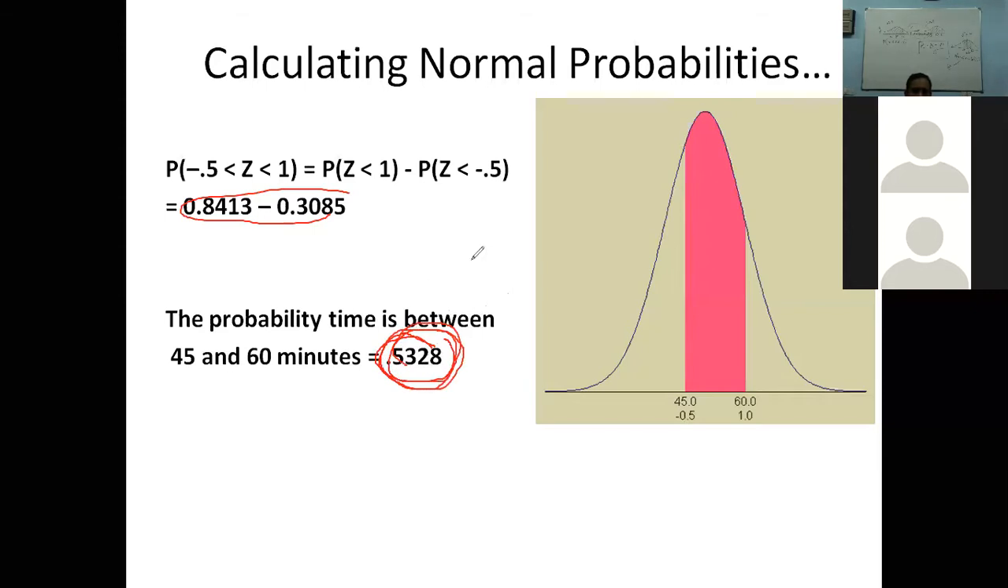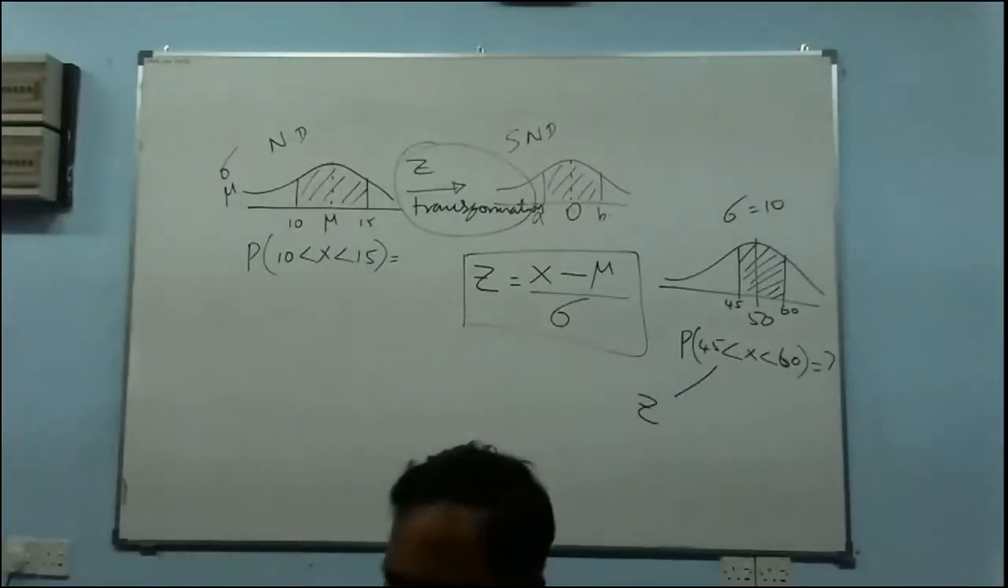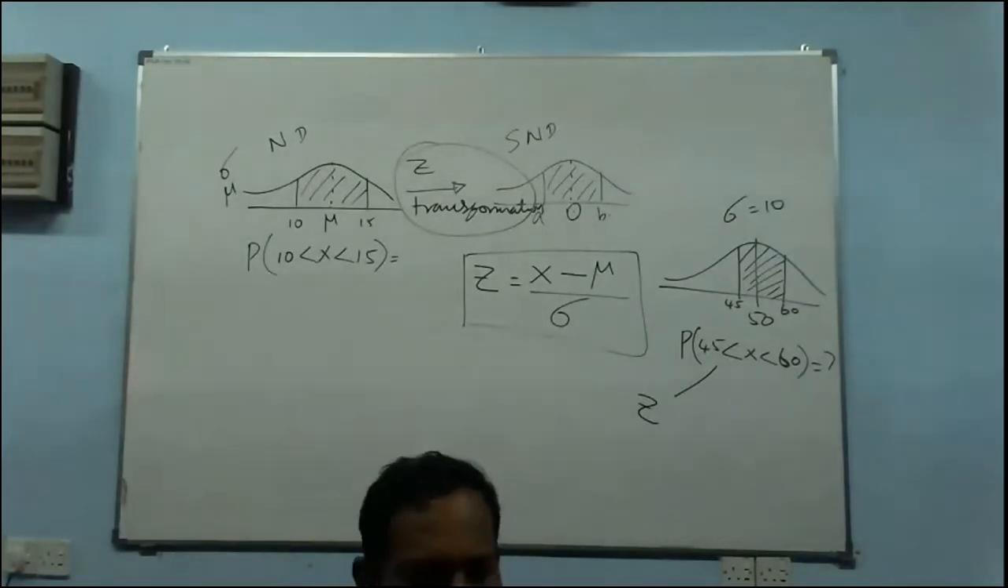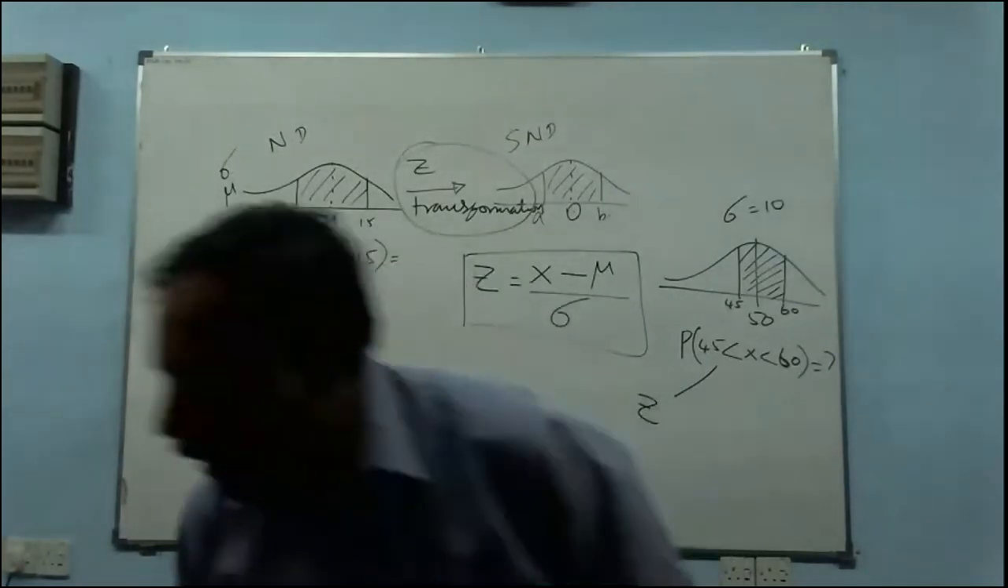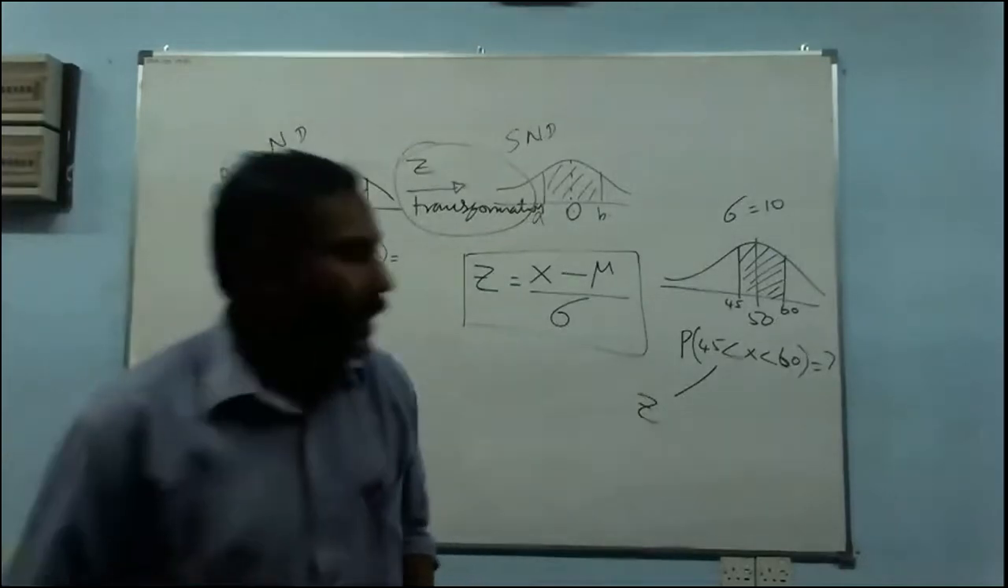0.5328. Okay. So you have a 53.28% chance that a computer can be made in between 45 to 60 minutes. Clear? Is it clear or not clear? I will take another example.